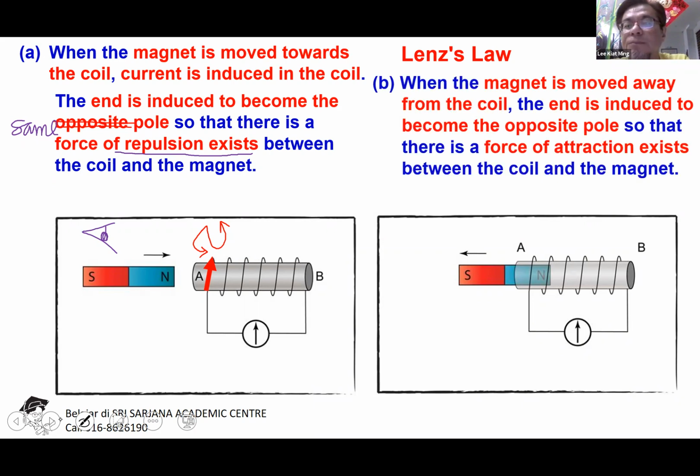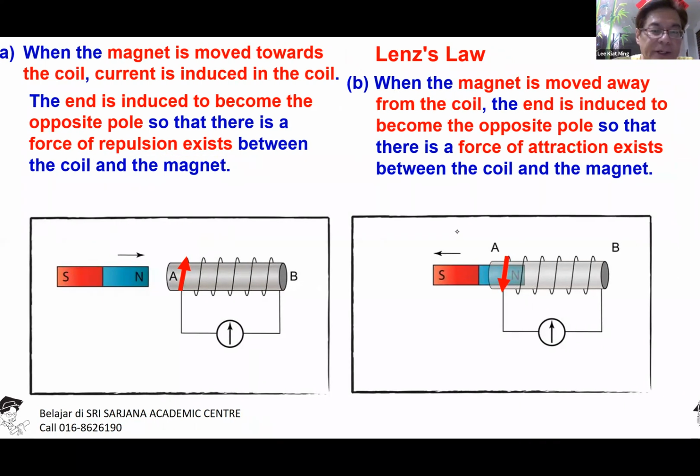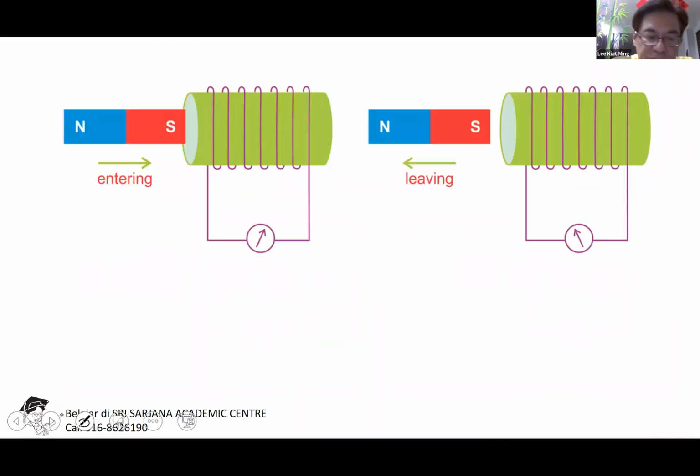When the magnet is moved away from the coil, the end is induced to become the opposite. This is correct, opposite. So when the north comes out, it will become south. Opposite, clear? It will pull. There's a force of attraction that exists between the coil and the magnet. So the south will pull back the north. Is that correct? So it will be clockwise. If you were to put your eyes here, you take a good look, it's going to be clockwise.